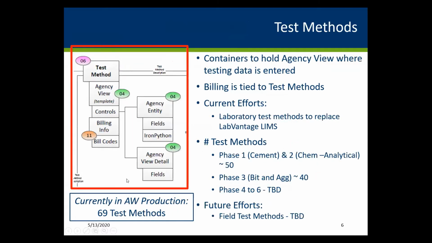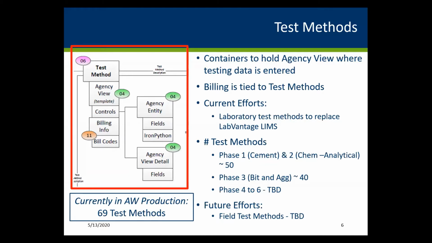All right, next, moving along the line are the test methods. I affectionately equate test methods and agency views. Test methods are containers to hold agency views where testing data is entered. And Alan 100% absolutely showed you agency views today that have associated test methods. Within test methods is billing. Dina talked about how that was a dramatic change with LIMS Lab Vantage, was billing. And that's one of the first things we had to figure out with AASHTOWare is how we're going to tie billing to the test methods to the system so we can continue to bill local agencies and others when we do testing.